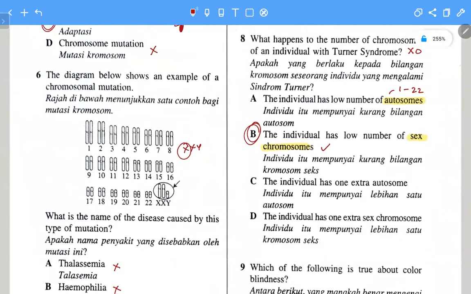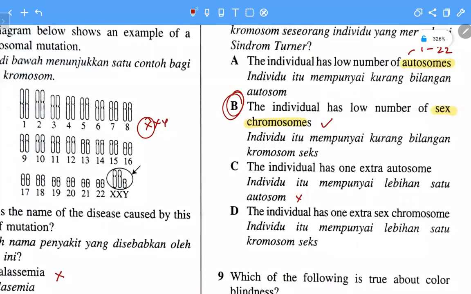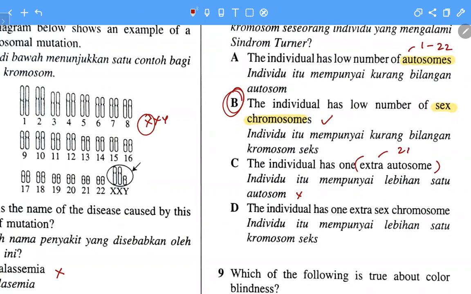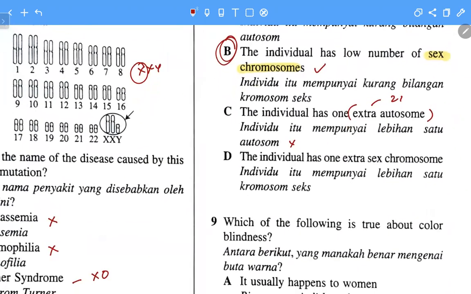C, has one extra autosome. That's wrong as well. Usually if they have one extra autosome, it is Down syndrome. Down syndrome means they have an extra chromosome number 21. And then D, the individual has one extra sex chromosome. That's for example XXY, which will be Klinefelter syndrome.